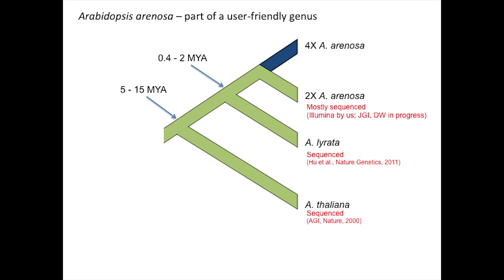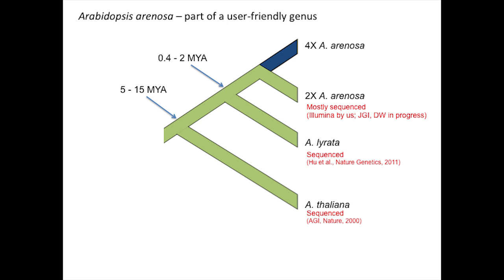It's not available yet, however, so we've been mostly relying on aligning the sequences that we've generated to the lyrata reference. But these are actually pretty closely related, a maximum of about 2 million years diverged and probably quite a bit less. So it actually works pretty well to use lyrata as a reference.